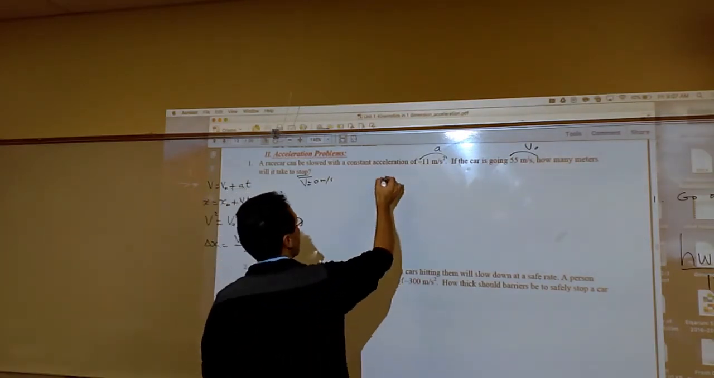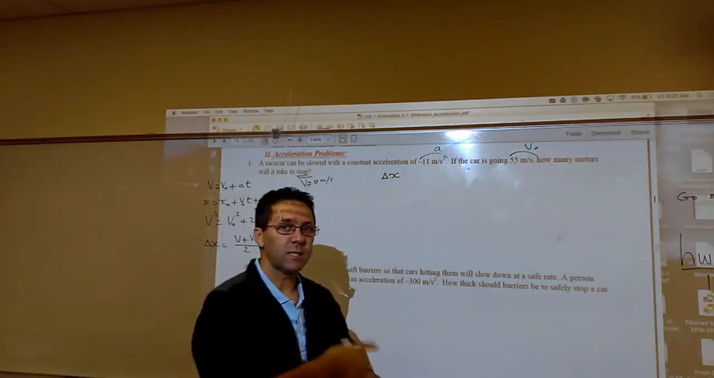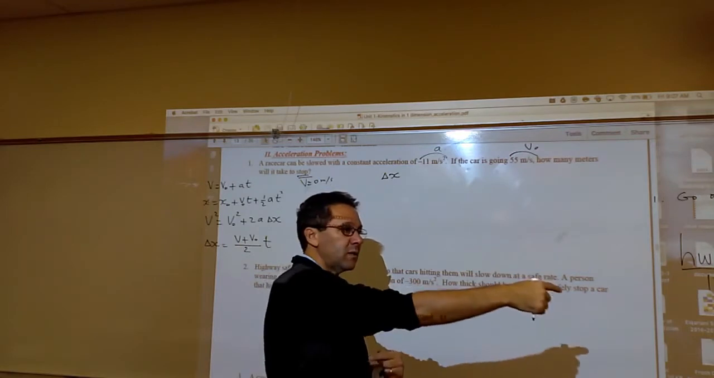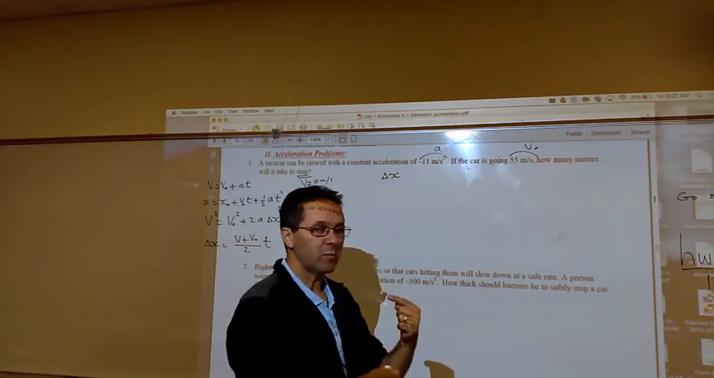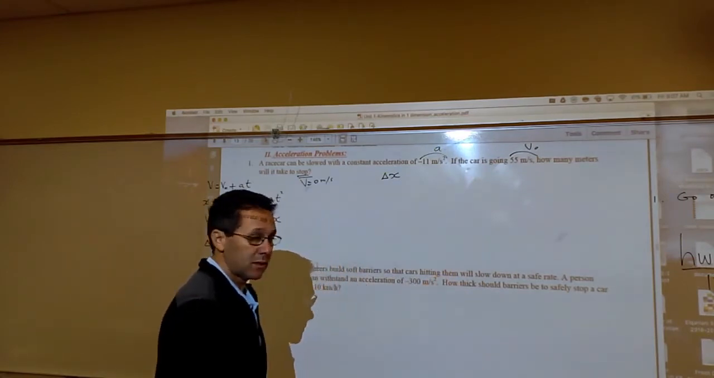And the question is asking how many meters. So in this case, the displacement and the distance are the same, because we're traveling to the right. We're not changing direction. We're not coming back. So we're just going in a straight line. So the displacement and the distance are the same.